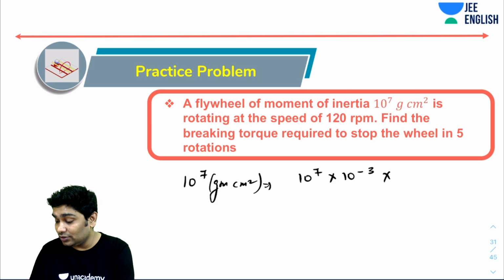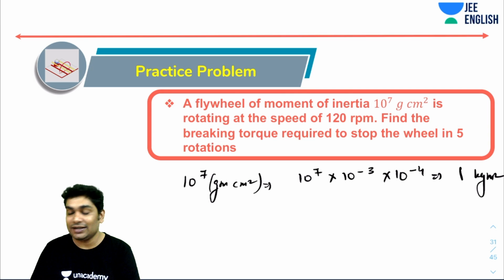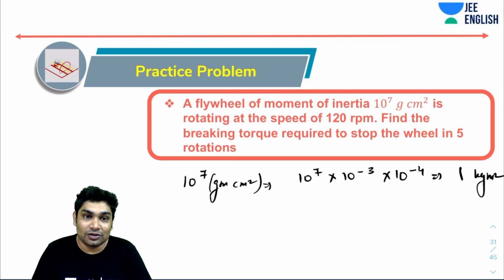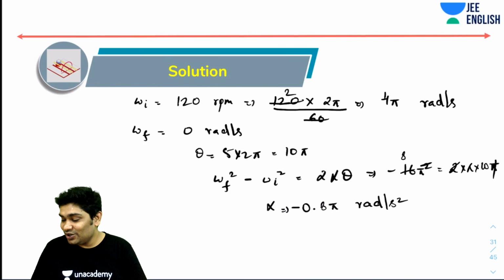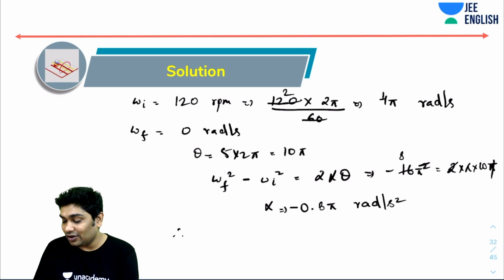So this comes out to be nothing but 1 kg meter square. That is it. Now you know the conversion also. So 1 kg meter square is 10 to the power 7 CGS units. Therefore, the braking torque would be 1 into this. I'm only writing the magnitude, 0.8 pi Newton meter. That is my answer.